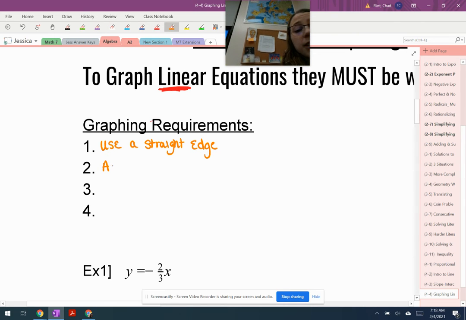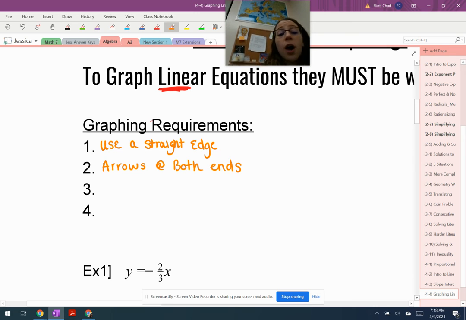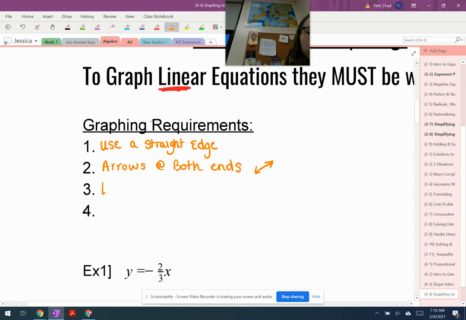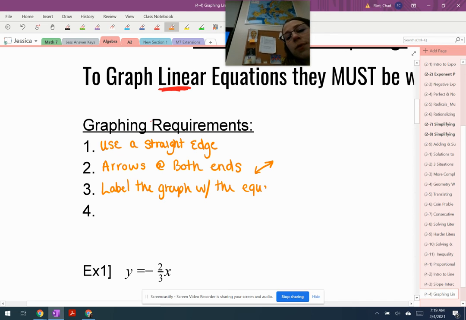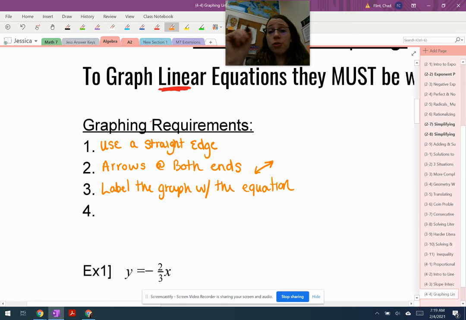Another important thing is that because lines are infinite, they go on in both directions forever, you need to have arrows at both ends. The third requirement, so when you're drawing that line, it's got to have arrows at both ends. Your third requirement is you're supposed to label the graph with the equation. So if they gave you the equation, you would just write that equation on the graph as you're sort of labeling it.